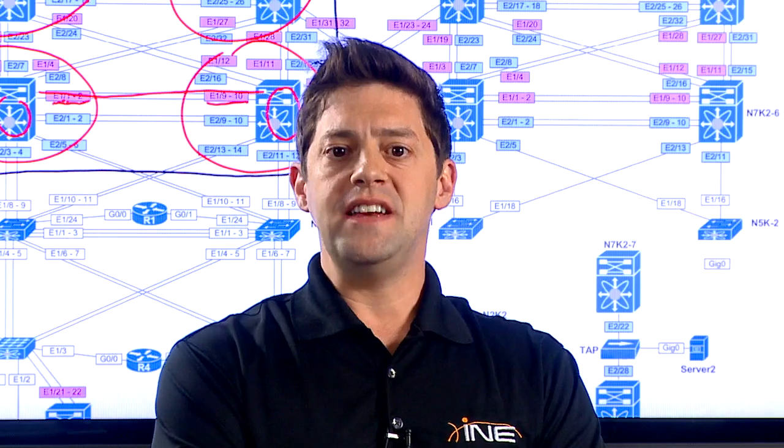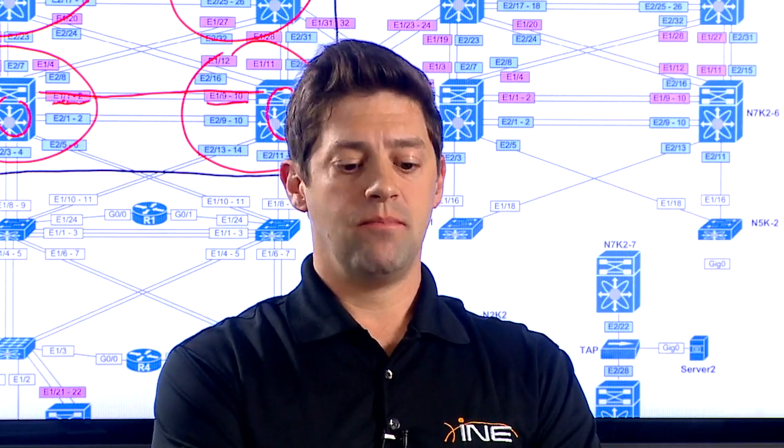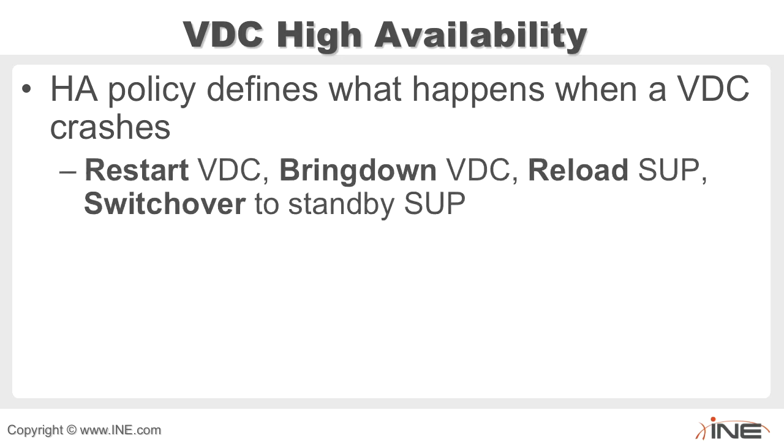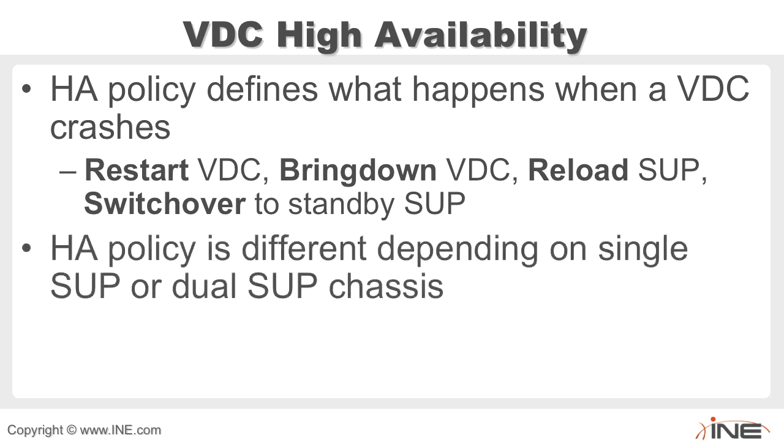So taking a look at VDC high availability. What to do if, for some reason, an entire VDC crashes, all the processes in that VDC crash? Well, we have different options, some being restart that VDC, bring down that VDC and don't necessarily bring it back up automatically, but it has to be done manually, reload the supervisor, or switch over to the standby supervisor. We're going to take a look at when these might occur.